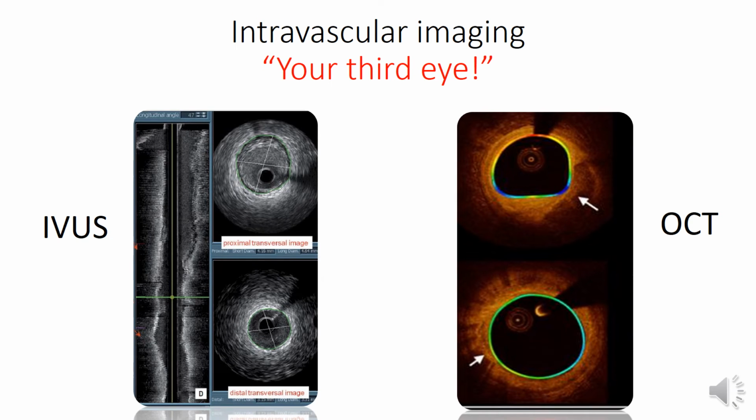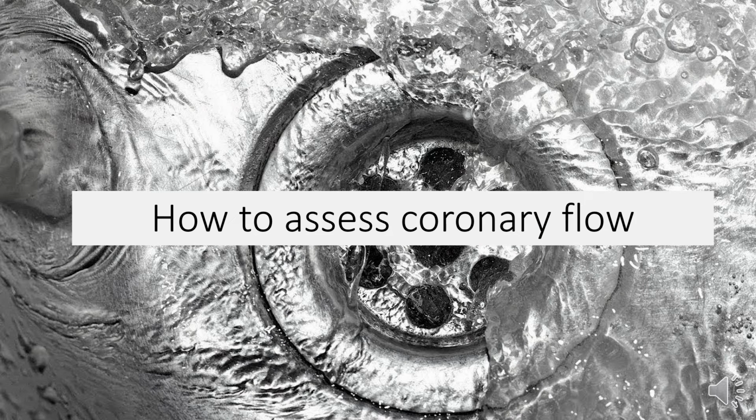Another method for assessment of lesion severity, especially in the left main trunk, is putting your eye inside the vessel using intravascular imaging, either with ultrasound, IVUS, or optical coherence tomography, OCT. The next step is how to assess coronary flow.